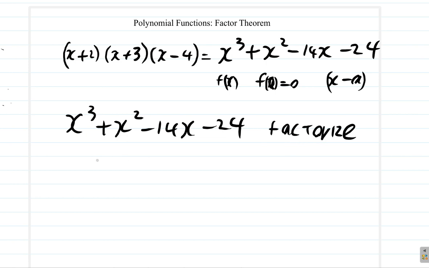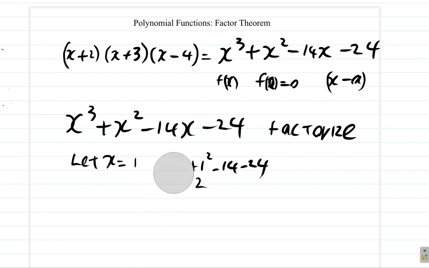Alright. What you do is test some numbers. Let x equal 1. Now, if you put 1 in there and you get 0, then x minus 1 is a factor, right? 1 cubed plus 1 squared minus 14 minus 24. This will be 1 plus 1 is 2. 2 minus 14 minus 24 is definitely not going to give you 0.